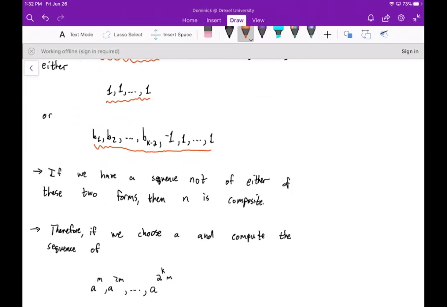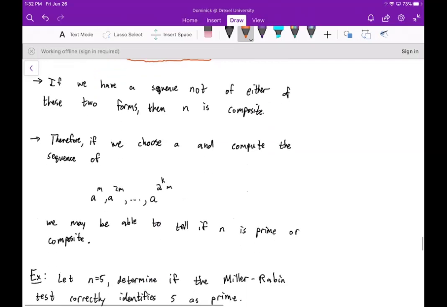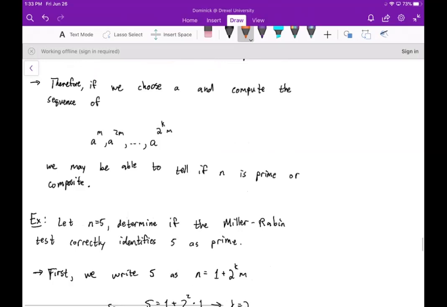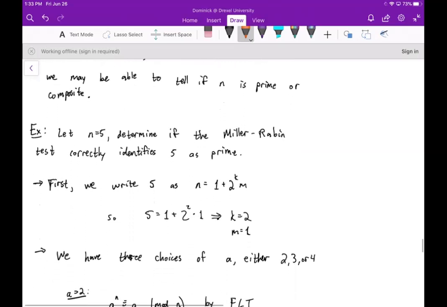And of course, if we have a sequence that's not of either of these two forms, then we know that n has to be composite, or at least the Miller-Rabin test tells us that n is composite. So if we choose a and compute this sequence, we may be able to tell if n is prime or not. I think what will be helpful here is to look at a nice small example, and then we'll be able to determine if the Miller-Rabin test correctly identifies the number as prime, and we'll also see the process at work. So we're going to do this for when n is equal to 5.